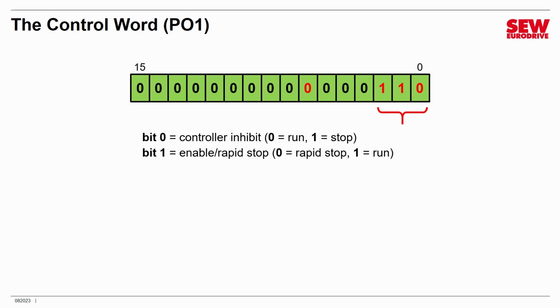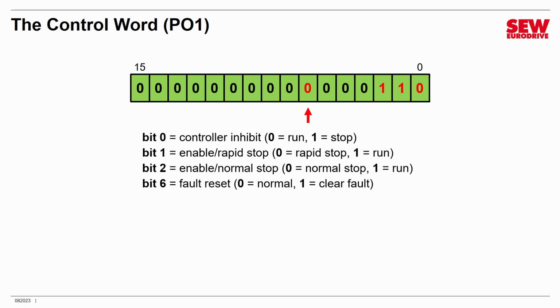Bit 1 is an enable or rapid stop bit. If you put a 0 in that bit, you'll get a rapid stop, and if you put a 1 in there, the VFD can run. And bit 2 is an enable bit and the normal stop bit. If you put a 0 there, you'll get a normal stop where it uses just a nice ramped stop. And if you put a 1 there, it will run. And then finally, bit 6 is a fault reset bit. If your VFD is faulted, you can clear it over the field bus by turning this bit to a 1 and then back to a 0, which puts it in clear fault mode and then back to normal mode.